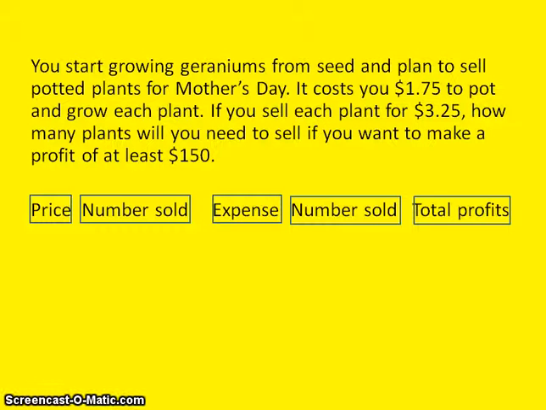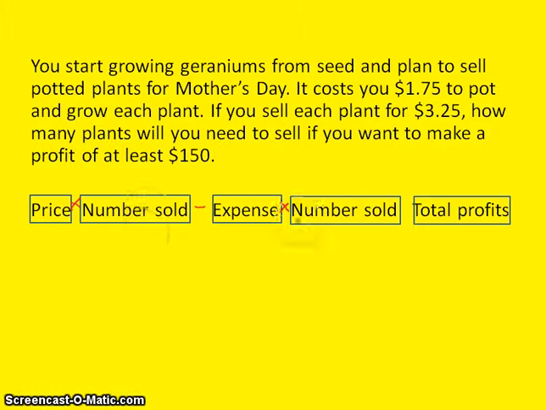So we have set up here kind of the verbal model. We need to fill in what we're going to do to it, right? So the price per geranium and then the number sold, we want to multiply those together. So the multiplication sign, price times number sold. And then we want to do expense times number sold. So this will get our total money coming in. This will be the total cost it has. So if we take our total money coming in and subtract our expenses, that'll give us then our total profits.